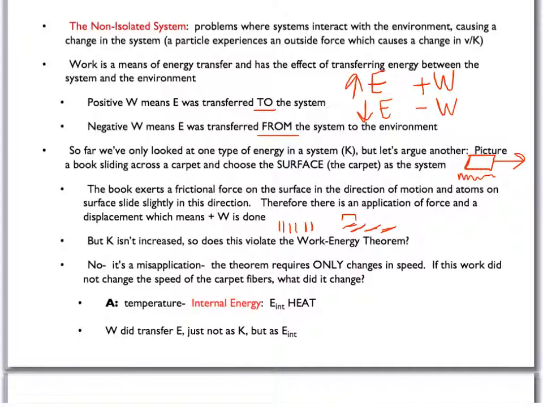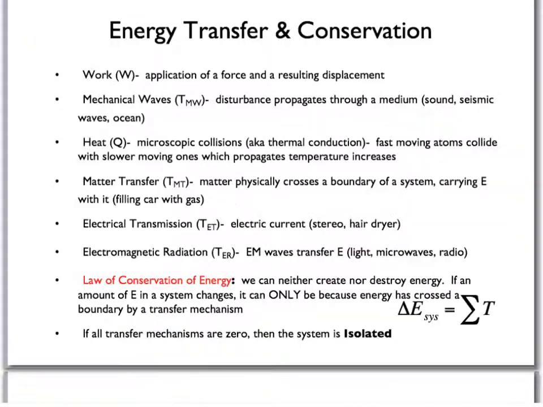And in fact, you've probably guessed it, it's the temperature that changed in that system, or what we call internal energy. Internal energy is basically just heat. So because you dragged the book across the carpet, it now feels just a little bit warmer for having that force and displacement, or that work, done on it. So work did in fact transfer energy, just not as kinetic energy, but as an internal energy or heat.